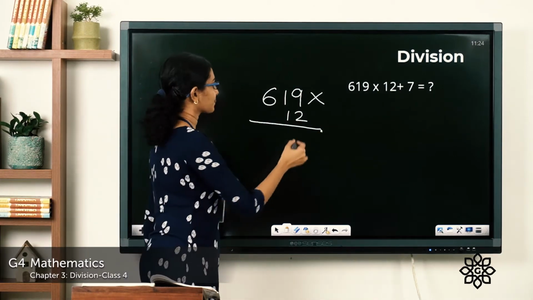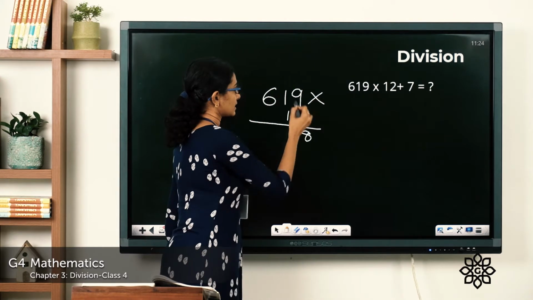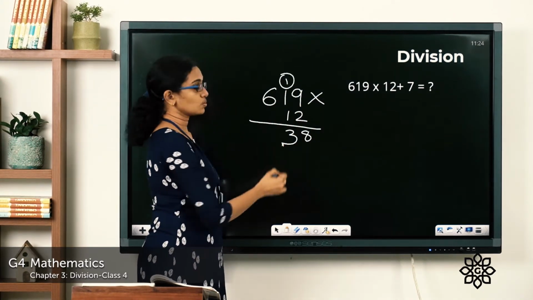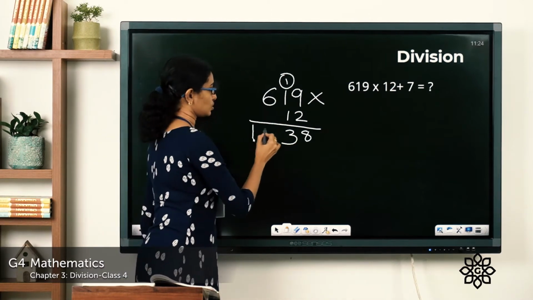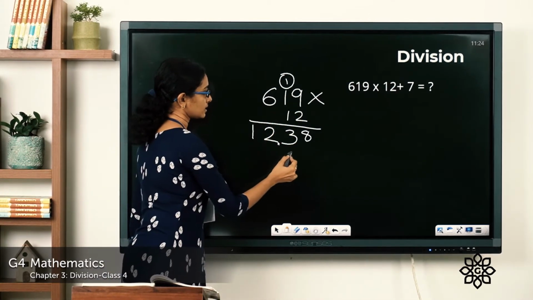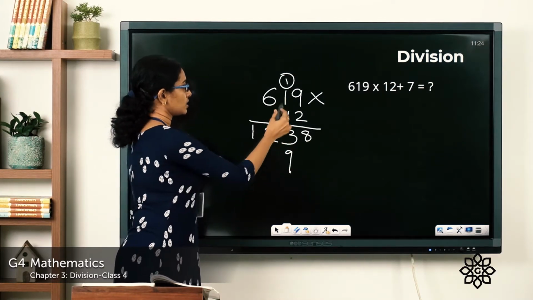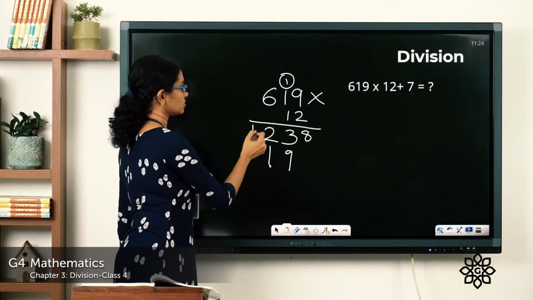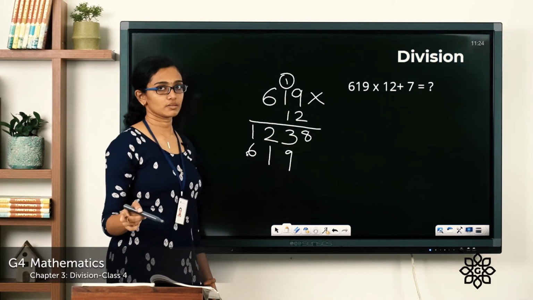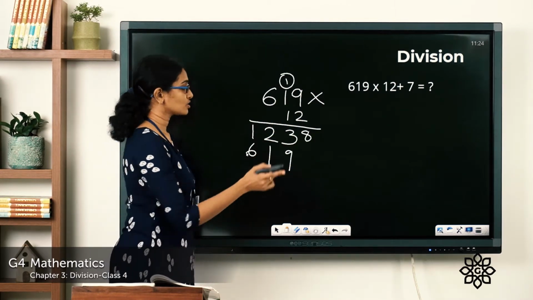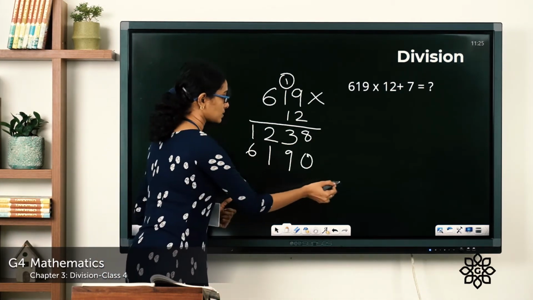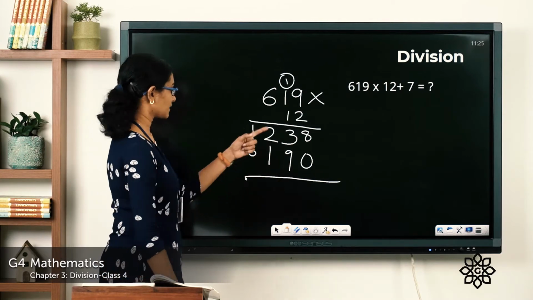Multiplying the ones first. 9 into 2, 18, a carry over 1. 1 into 2 is 2, plus 1, 3. 2 into 6 is 12. Now, the next digit. 1 into 9, 9. 1 into 1, 1. 1 into 6, 6. Keep in mind that when you are multiplying, you are actually multiplying with the place values. So make sure you insert the proper number of zeros to correct the place values and the columns.